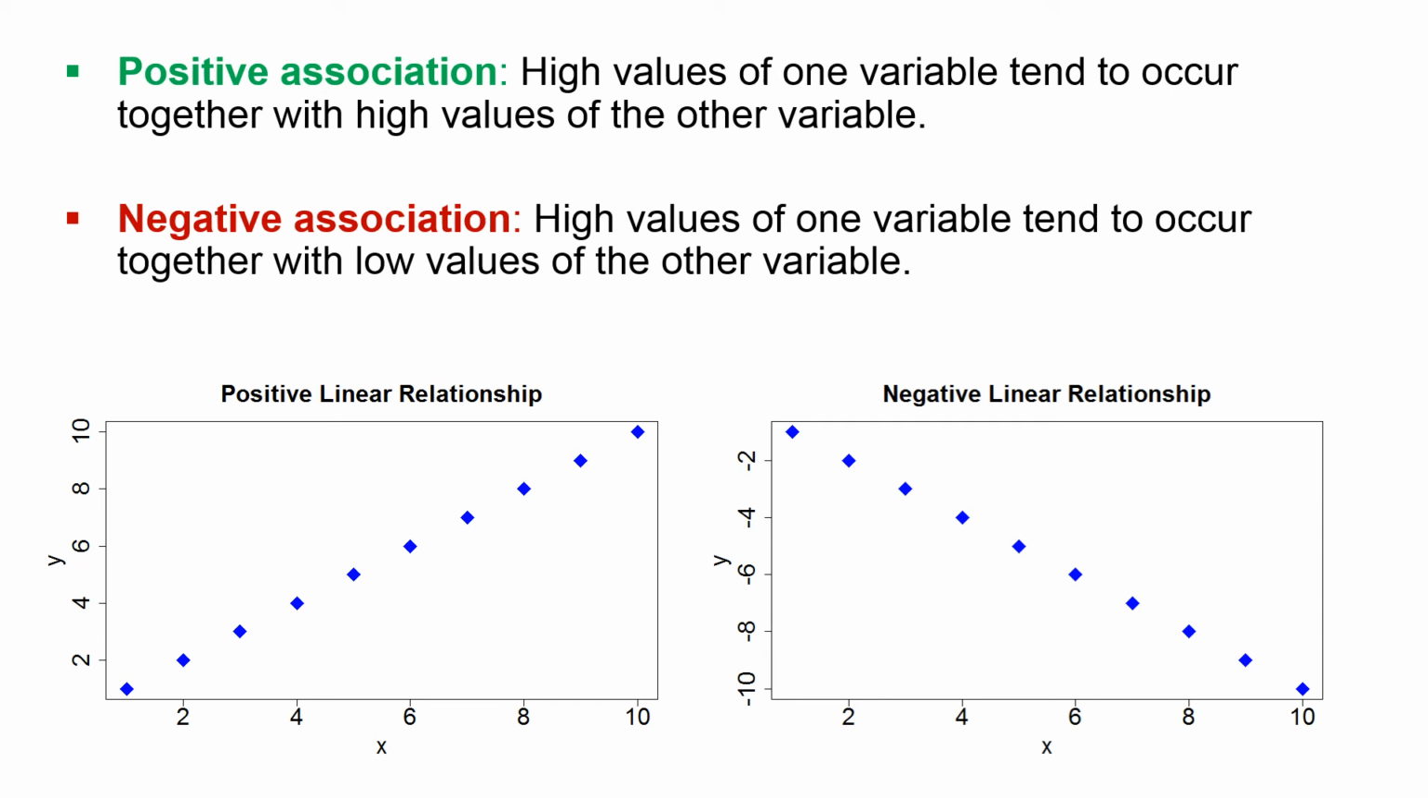A relationship can be either positive or negative. In a positive association, high values of one variable tend to occur together with high values of the other variable. This is the case for the Old Faithful data shown before. In a negative association, high values of one variable tend to occur together with low values of the other variable.